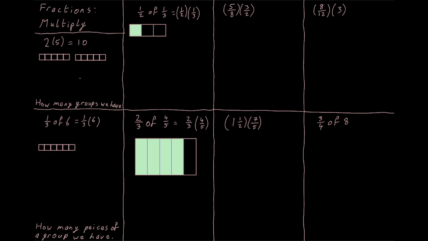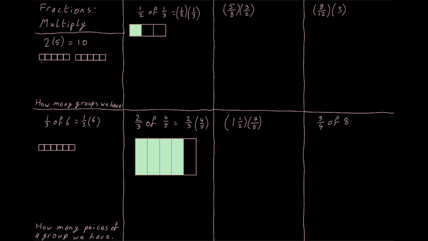Hello. Now we are going to look at multiplying fractions. Whenever we're talking about multiplication, we're talking about groups of things. So if we had the multiplication sum 2 multiplied by 5, we know that that would mean 2 groups of 5, which would give us 10 units in total.